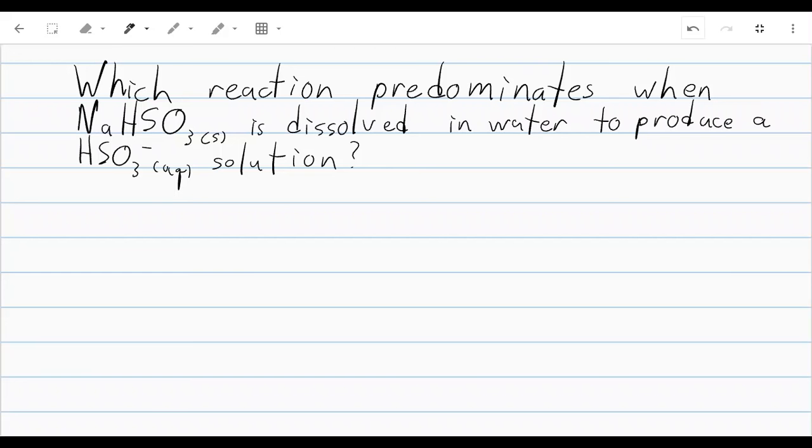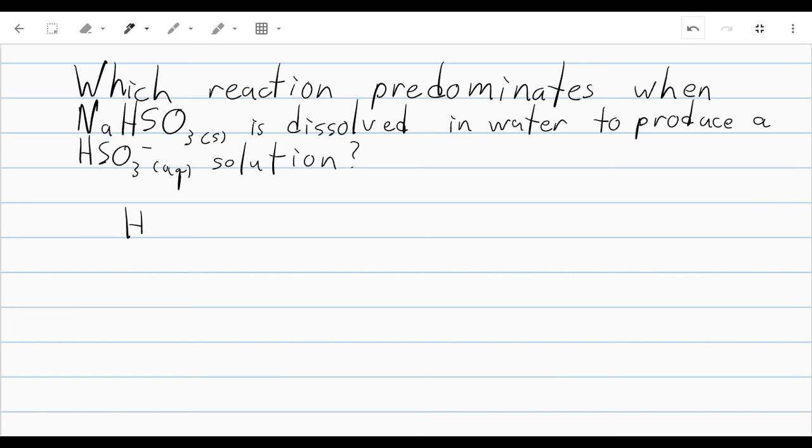In this sample problem, we are asked which reaction predominates when NaHSO3 is dissolved in water to produce an HSO3- aqueous solution. In order to solve this, we need two chunks of information off of our acid-base table. We need to find the row with HSO3- on it, and we also need to find its conjugate acid, H2SO3.